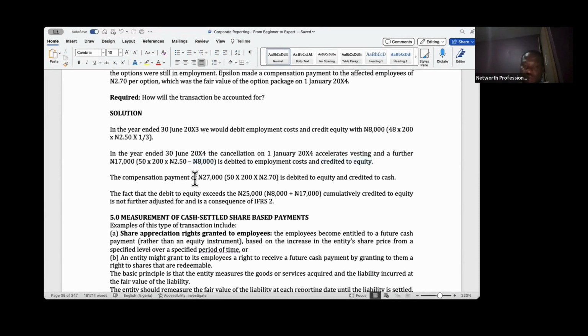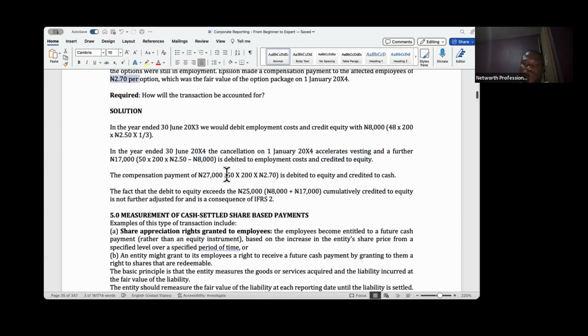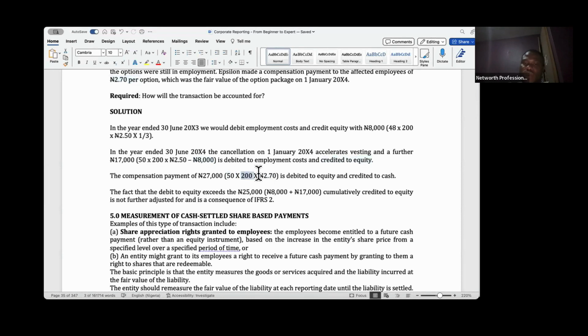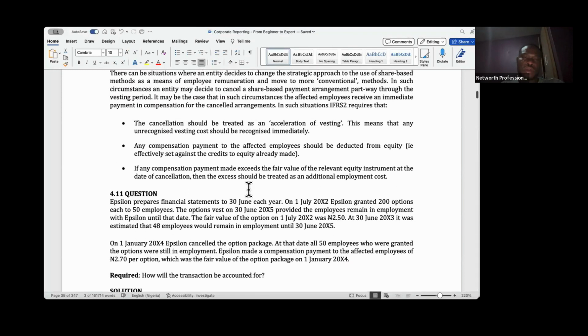So the employer said he will pay them 27,000. The way we do that is they are giving them 270 kobo per option, so 50 times 200 times 270 kobo. This 27,000, we'll use it to cancel out our equity, and they are paying money. That's why we are crediting bank, since they are paying money. So that's cancellation.